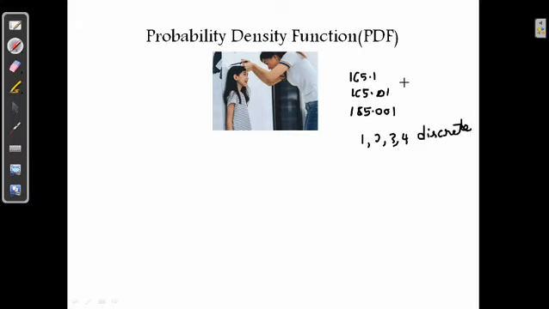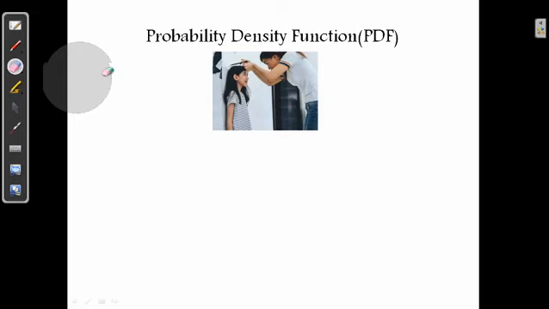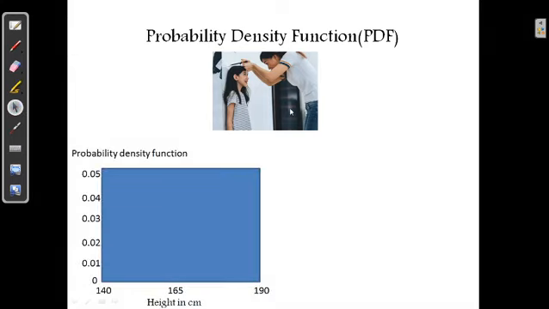Since the data is continuous in nature, this is continuous, and that one is discrete. Now let us consider this example. The height of a student will always be continuous in nature, so we call that a probability density function. Along the x-axis we take height in centimeters, and along the y-axis we take the probability density function.